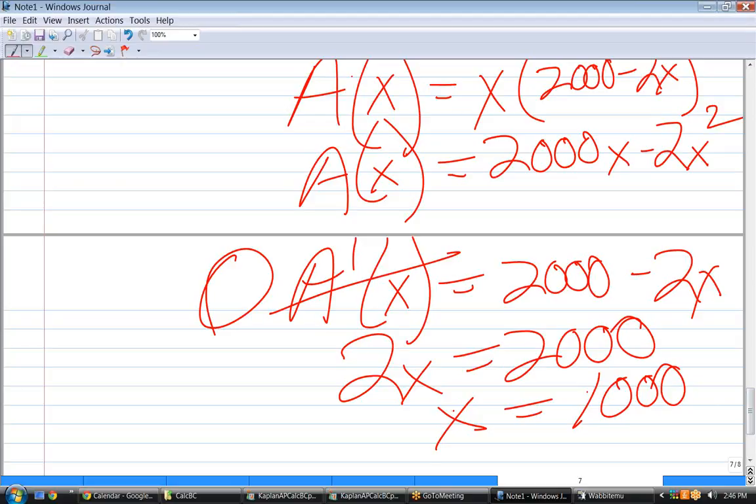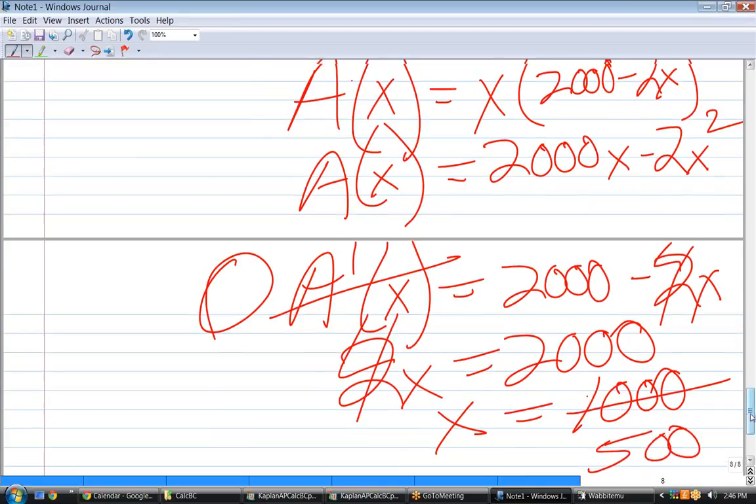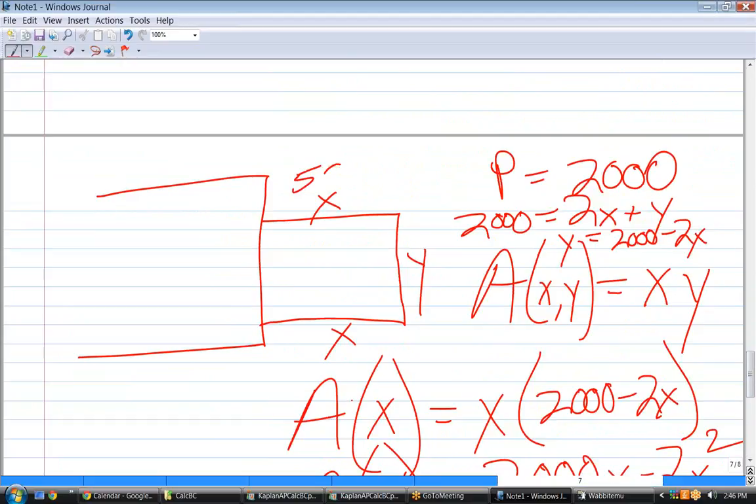x, this is 4. Excuse me. I did my first derivative wrong. When I take my first derivative, it's 4x. So I got 4x equal 2,000, x equal 500. So when x equal 500, which makes y equal 1,000, because the perimeter has to be 2,000 in total, that is the maximum area that you can make that fence.